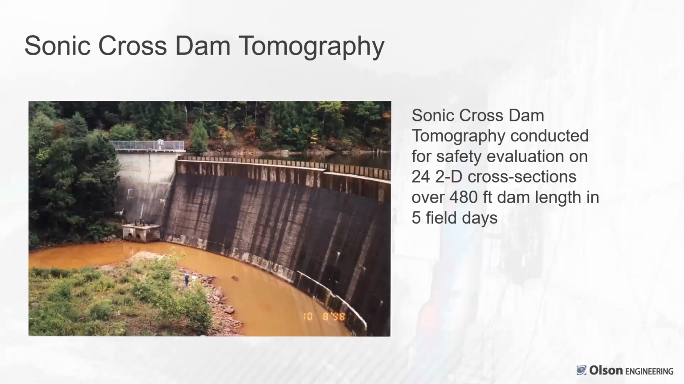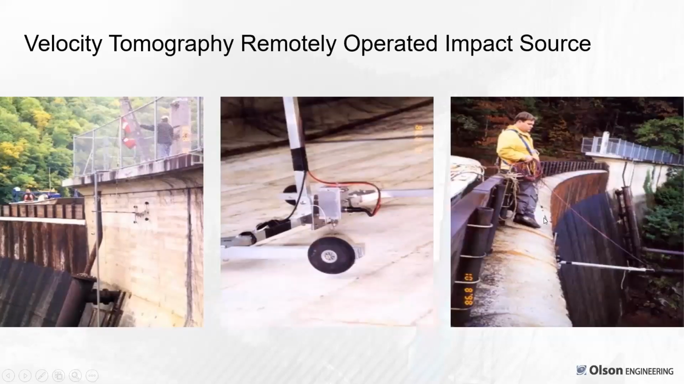So the first time we did sonic cross dam tomography was on a project back east where they were concerned to check the integrity of the dam for safety purposes. And we did 24 2D cross sections on this 480-foot dam length. So every 20 feet along it, here's the spillway and the taller part of the dam to the left, in 5 field days. So it actually went very efficiently. And part of that was because, again, the downstream dam face was smooth, pretty good concrete. So we could build up the frame.